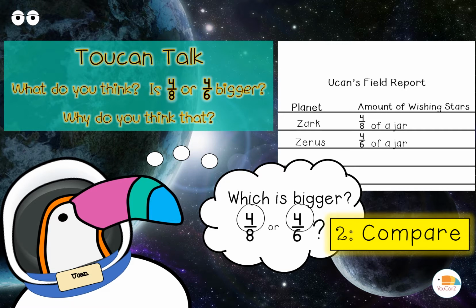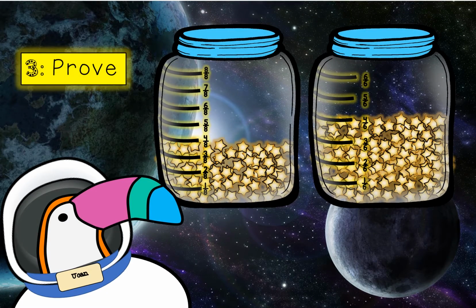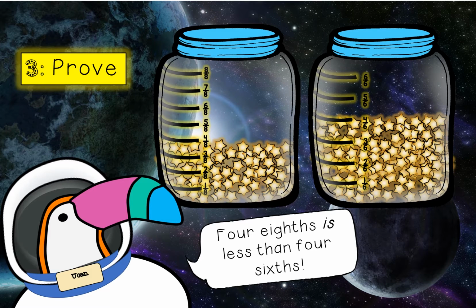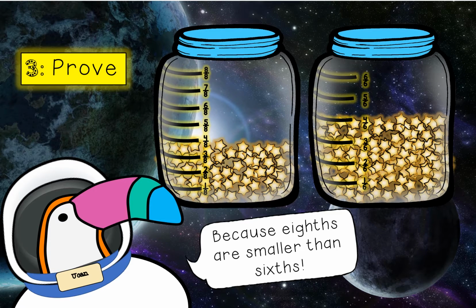So we were talking about how our numerator tells us how many parts we're talking about. So in both of these, we're talking about 4 parts. But our parts are different sizes. 1/8 is smaller than 1/6. So 4/8 must be smaller than 4/6. Ucan, it's time to prove it. Check it out. 4/8 is smaller than 4/6 because 8ths are smaller than 6ths. So 4 of them must be less.